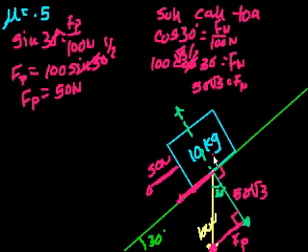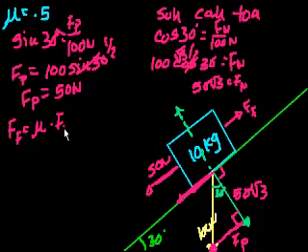So the force of friction, F sub f, is always opposite to the direction that the object is moving. The force of friction is always equal to the coefficient of friction times the normal force. The normal force is, of course, magnitude-wise the same as the component of gravity. I know I keep repeating it. The component of gravity perpendicular to the surface.